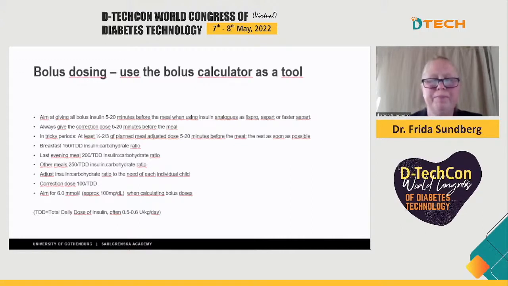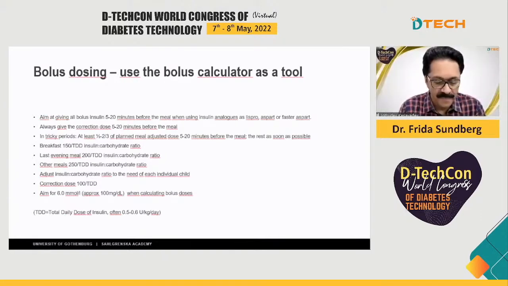If you are stuck in a tricky period, if you are in a context where you have to quickly teach your child to eat strange food, give at least half or two-thirds of the planned meal adjusted dose 5 to 20 minutes before the meal, and the rest as soon as possible, as soon as you see that the child eats. Because if you give the bolus too late, you will get into a very tricky situation with first hyperglycemia and then hypoglycemia. And using a pump gives you a better option to give small bolus doses.